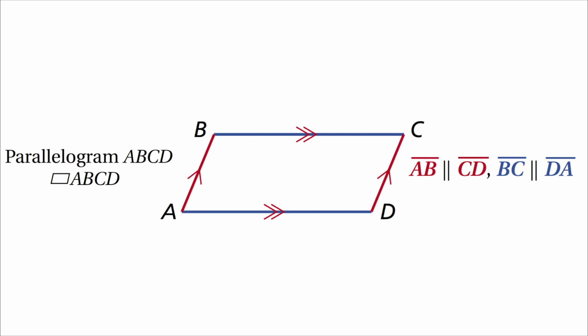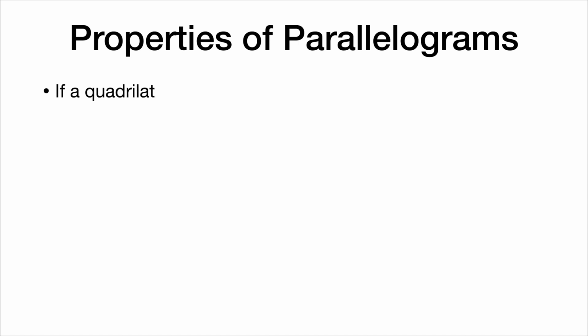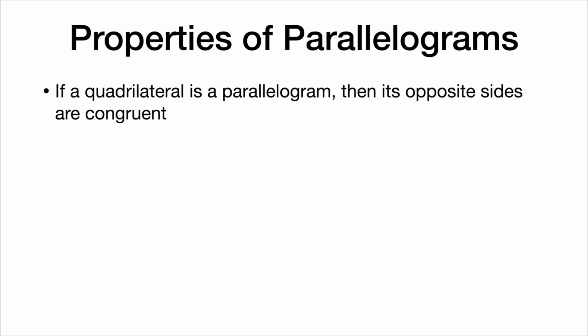The fact is, the only thing that we have to be able to do is say that we did not skip a letter. So for instance, you couldn't name it ACBD, but you could do ABCD, ADCB, any of those. So let's talk about some of the properties of parallelograms.